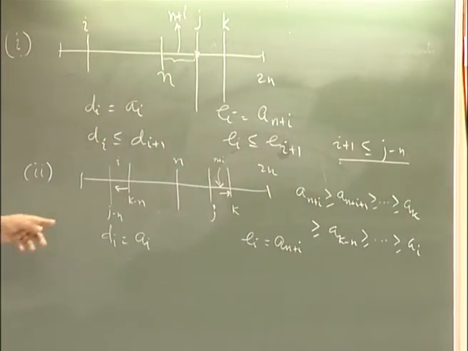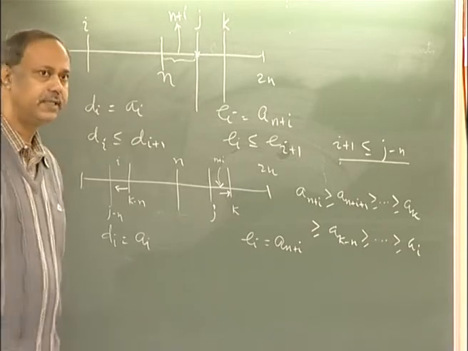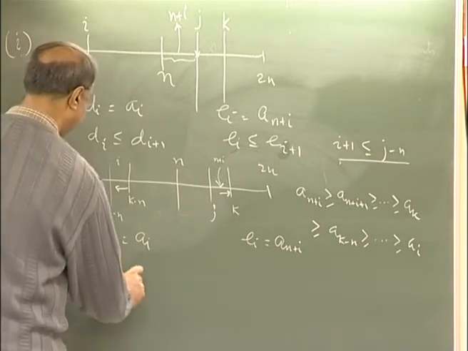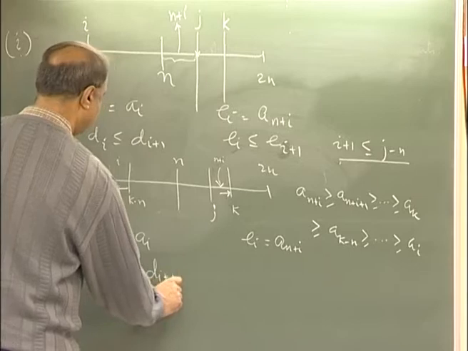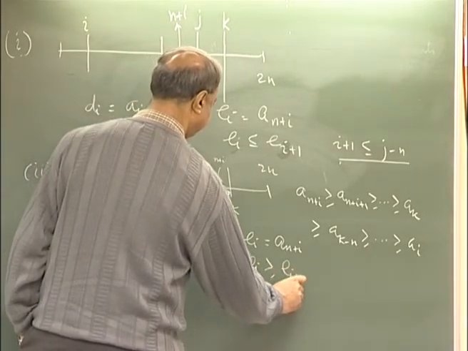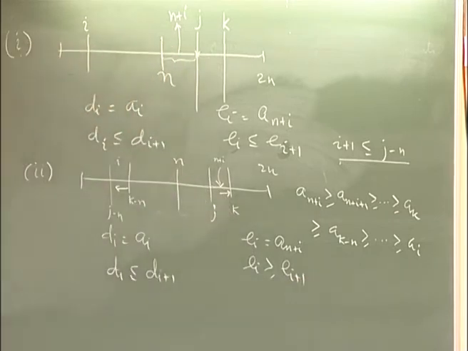Right? And what is the relationship between di and di plus 1 here? di is... and what is ei? Right? So you got the second case. Now I need the third case.